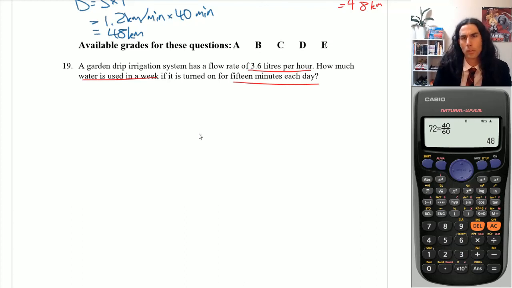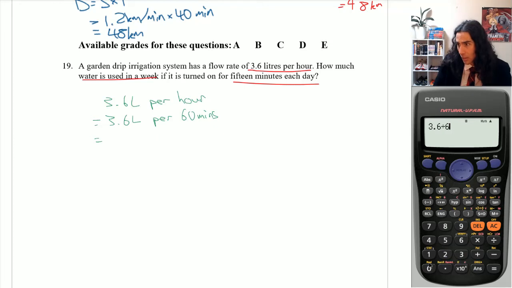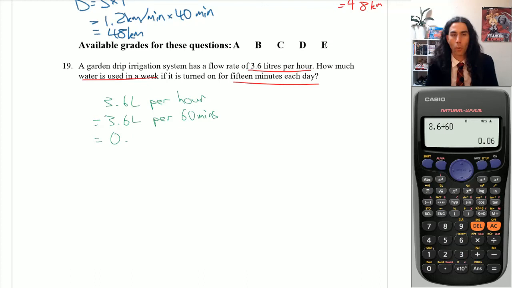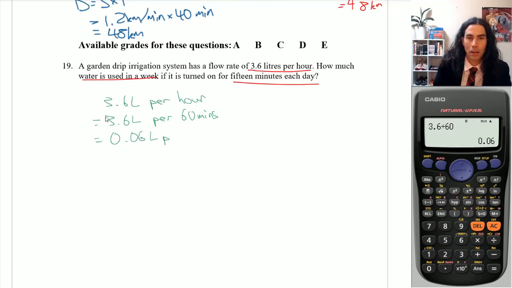So let's do this. 3.6 liters per hour. That's 3.6 liters per 60 minutes, which is, divide that by 60. Sorry, what I was going to say, 36 over 60 is 0.6, so 3.6 is 0.06 liters per minute.